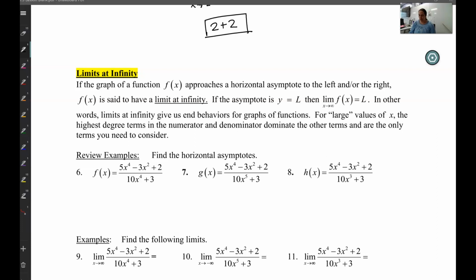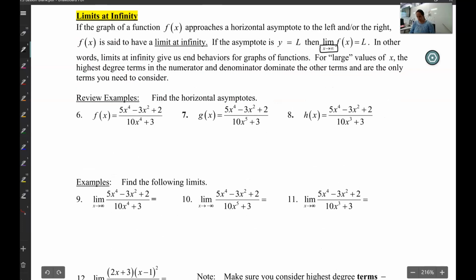Okay, next part. Let's ask a different question. Instead of limits going to infinity, we now want to look at limits at infinity. So let's do a quick review. When we have rational functions, we have horizontal asymptotes.